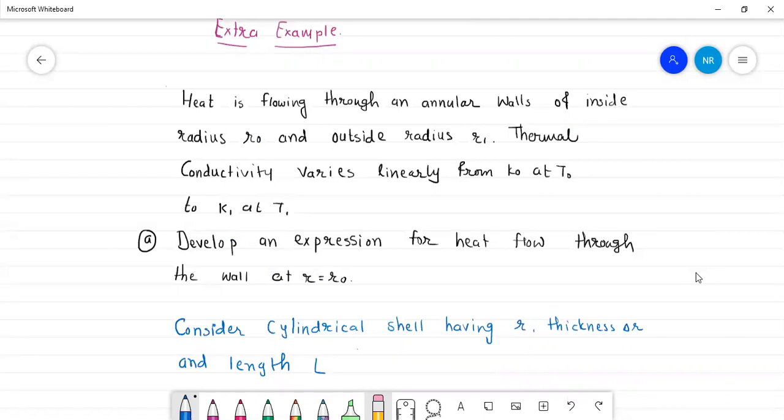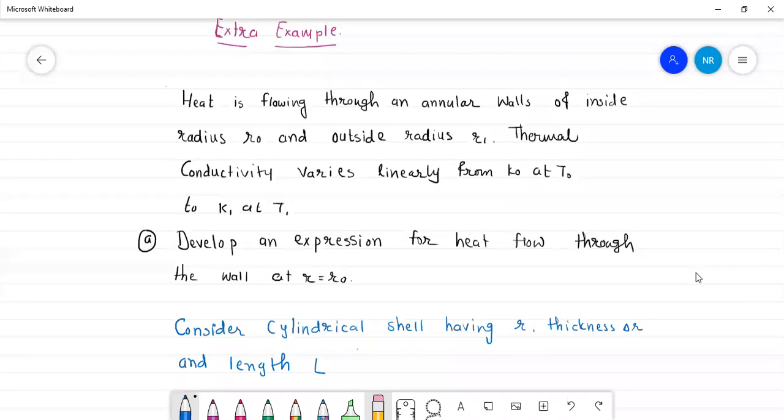thermal conductivity is changed. So at the inside radius, the temperature is T0, where thermal conductivity is K0, and at temperature T1, thermal conductivity is K1, and the change of thermal conductivity with temperature is linear. K changes linearly with temperature.